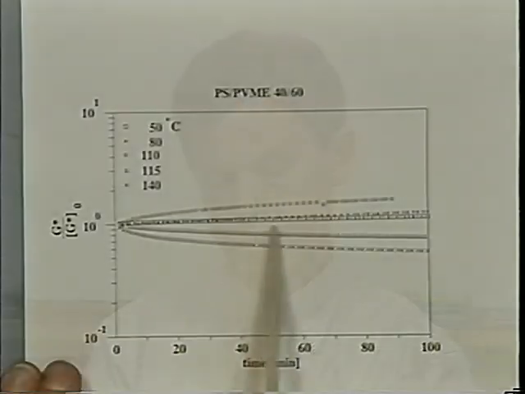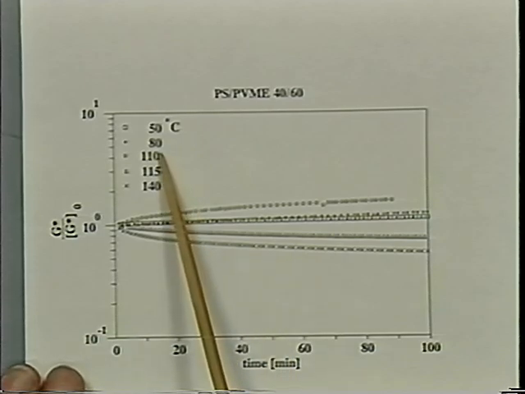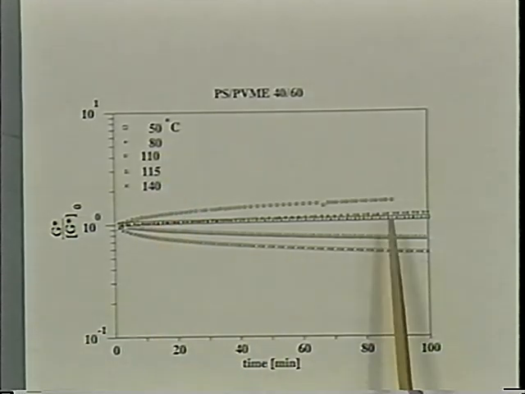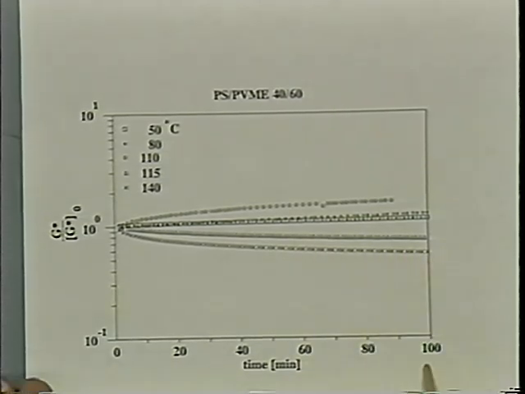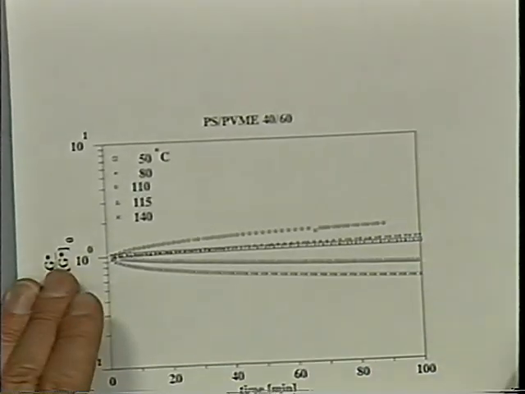This response is given here, the modulus as a function of time. The modulus doesn't change very much at lower temperatures. But then when moving beyond the coexistence temperature, there's an evolution of G prime, G double prime. But it levels off after about 100 minutes. There's still some changes going on, some very, very slow changes in the morphology. The coarsening of the structure needs a very, very long time.